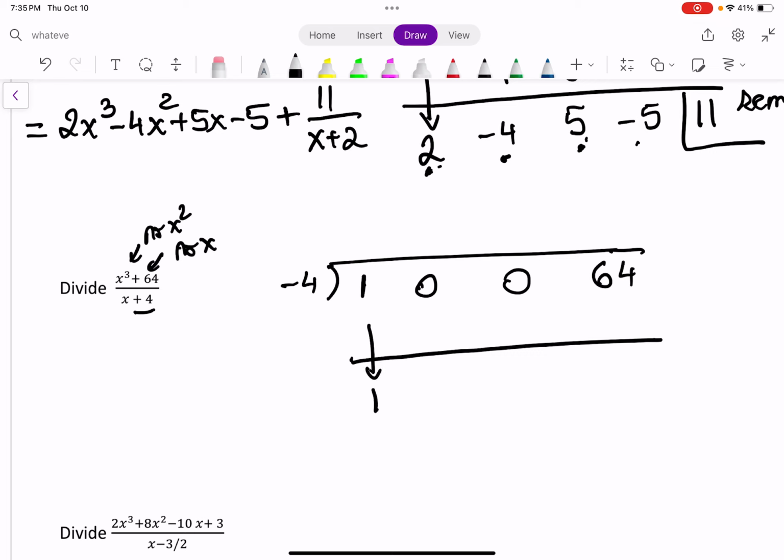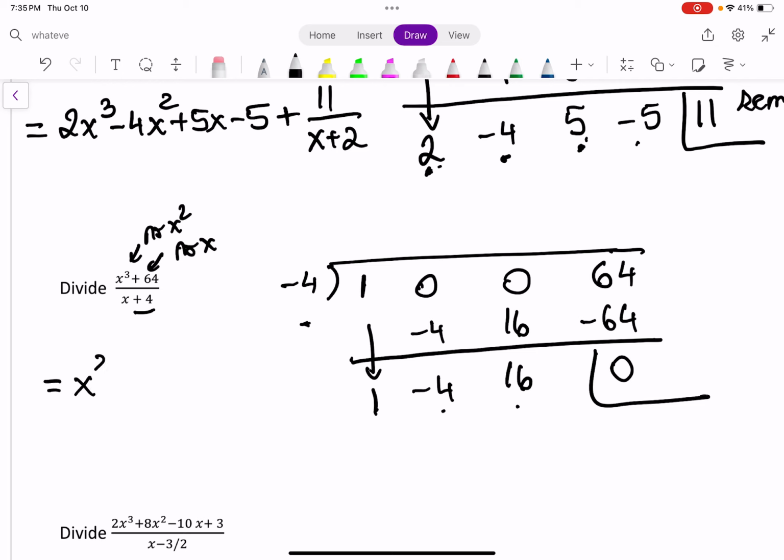Leave some space, bring down the 1. 1 times -4 is -4. Add them up. -4 times -4 is 16. Add them up. 16 times -4 is -64. Add them up. So we have a 0 remainder.